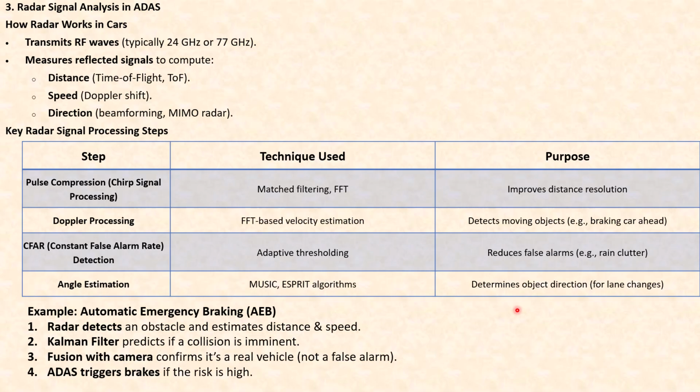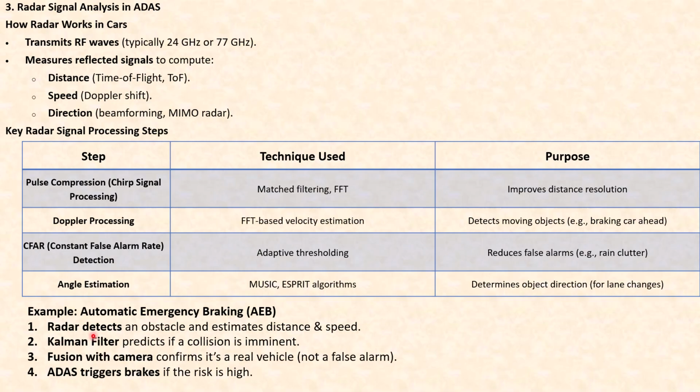Now, for example, automatic emergency braking: radar detects an obstacle and estimates the distance and speed. And Kalman predicts if a collision is imminent. And fusion with camera confirms it is a real vehicle and not a false alarm. And then ADAS triggers brakes if the risk is high. Now, in a small example like automatic emergency braking, you could clearly understand the role of the Kalman filter and also the role of fusion, which play a pivotal role in understanding the efficacy of this automatic emergency braking.